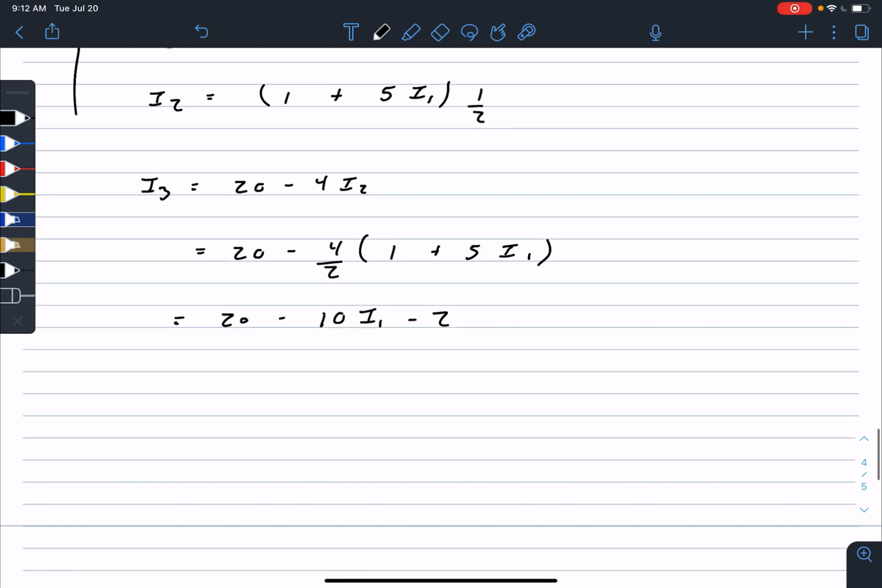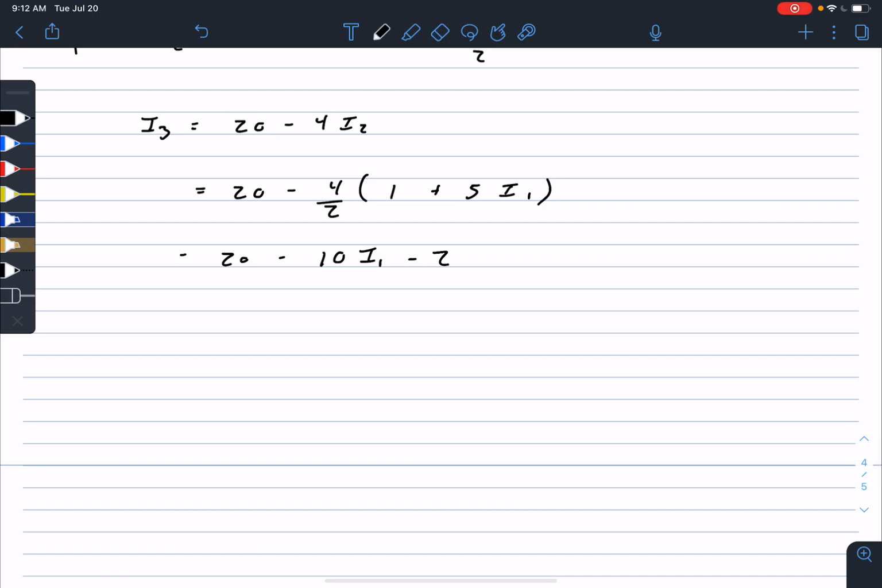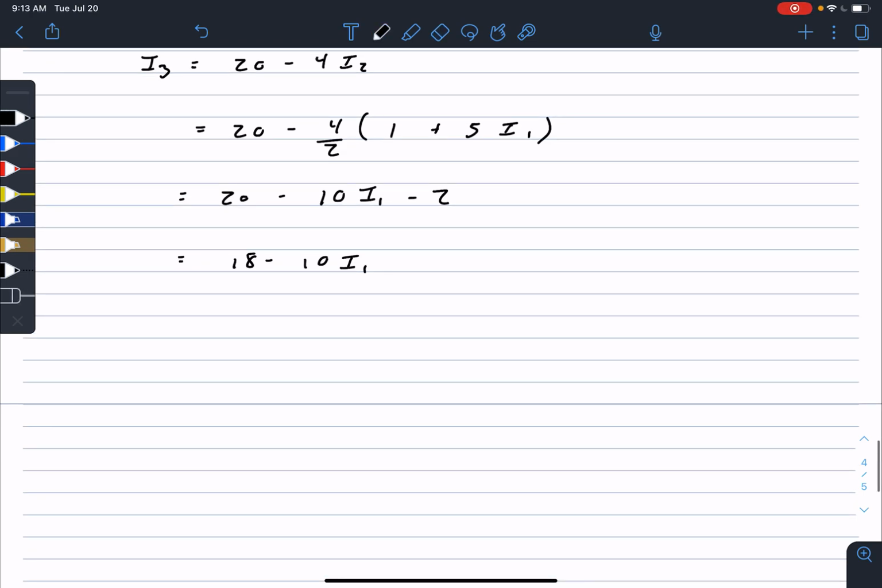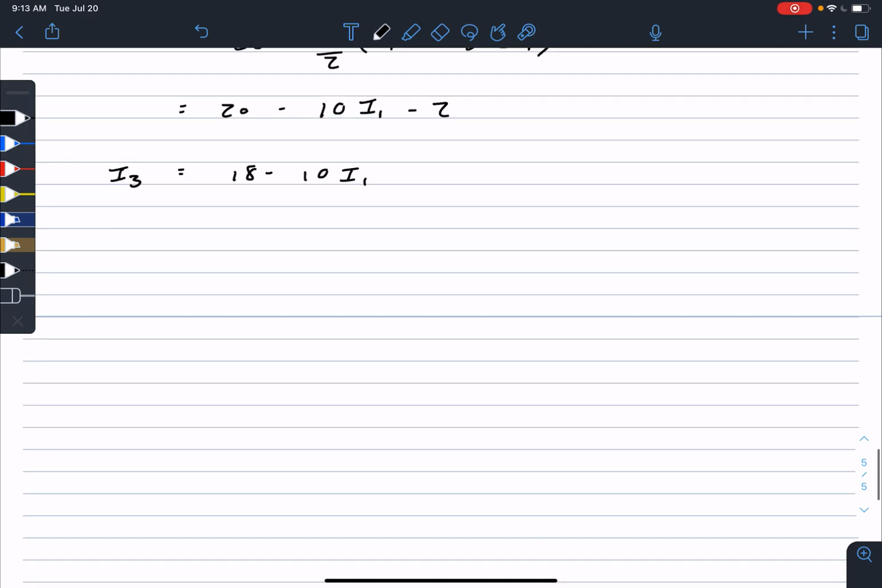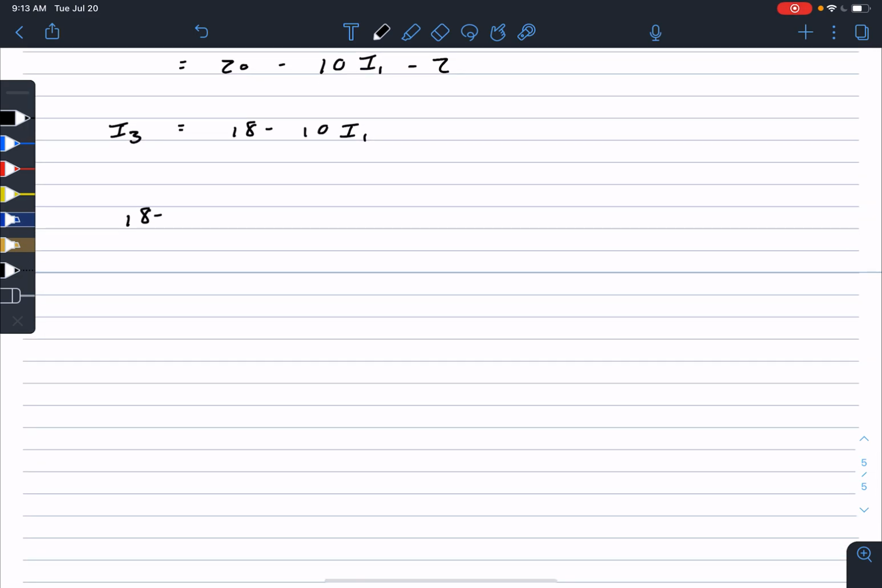Just double checking my work. I know I made a small error here. This is what you should end up with, 18 minus 10I1. Okay, good. So this is what I3 is equal to, and then we can take this and plug it into the first equation here. So let's do that. 18 minus 10I1 is equal to I1 plus I2 plus I4, right?